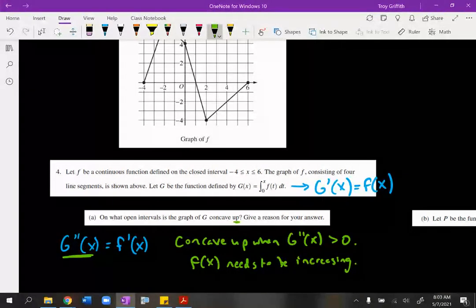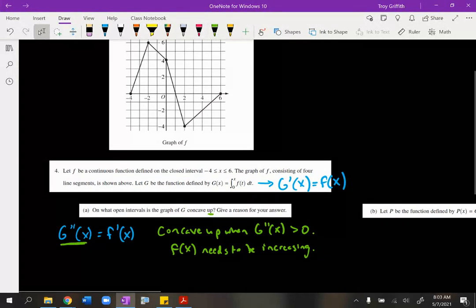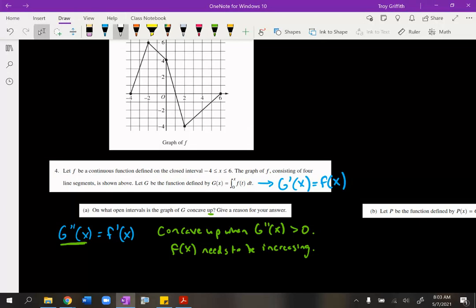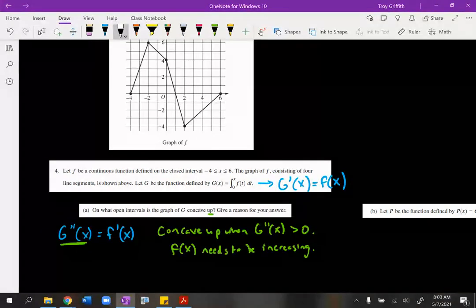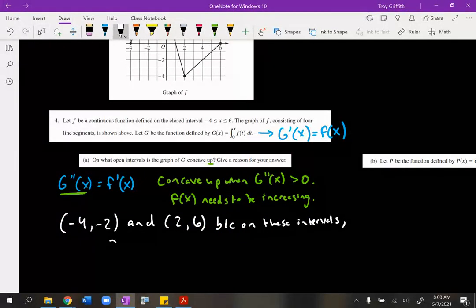Because if the first derivative is increasing, then when we take the derivative of that, we would get something positive, which means the second derivative would be positive. So in this case, we are just looking for intervals in which the derivative function, f of x, is increasing. That would be from -4 to -2, and then again from 2 to 6. So we could say we are concave up on these intervals because on these intervals, f of x is increasing.